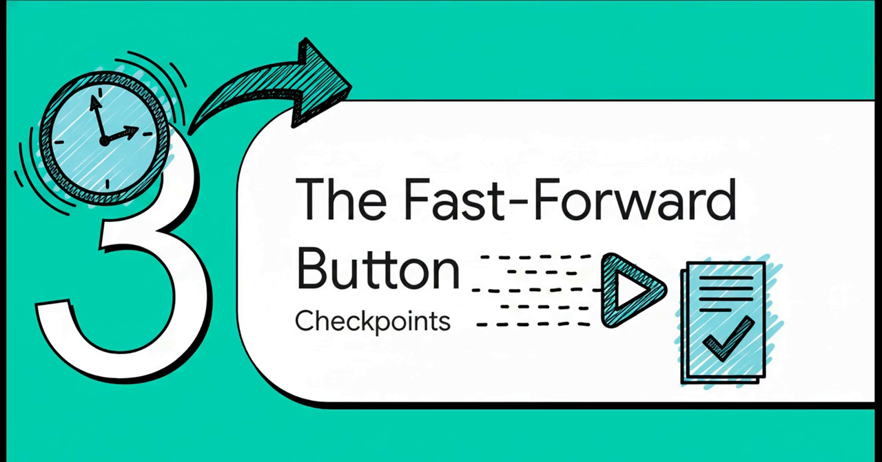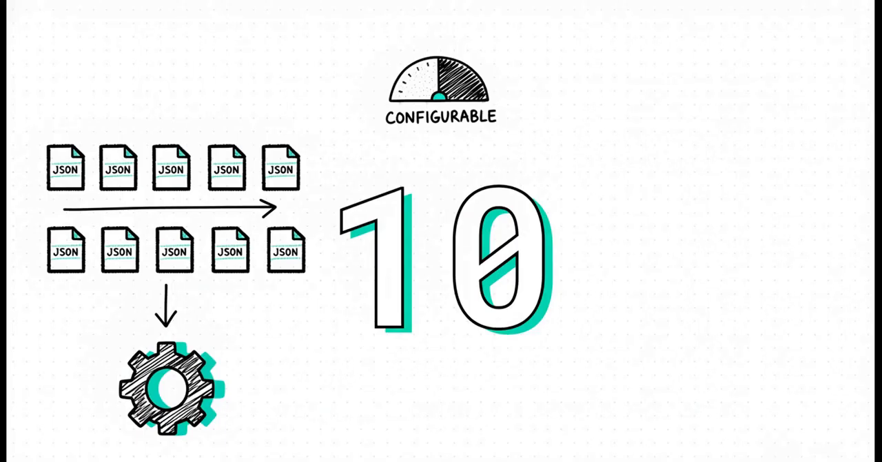It's officially called a checkpoint, but I like to think of it as the log's fast forward button. Or maybe its executive summary. Here's the deal. By default, after every 10 transactions, so after every 10 new JSON files are written to the log, Delta Lake automatically performs a checkpoint. Now, you can change this number, but 10 is the standard, out-of-the-box setting.